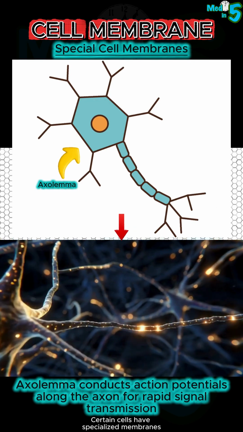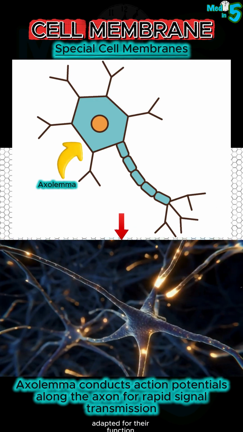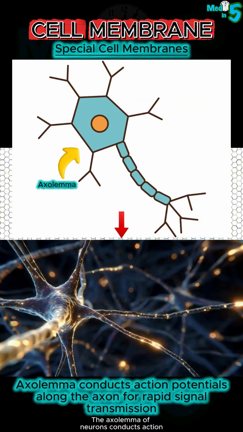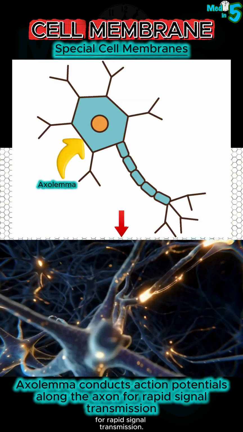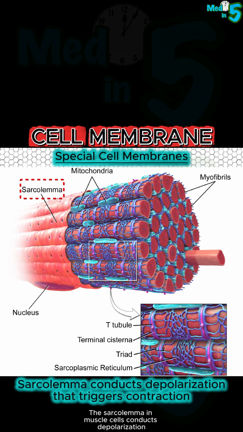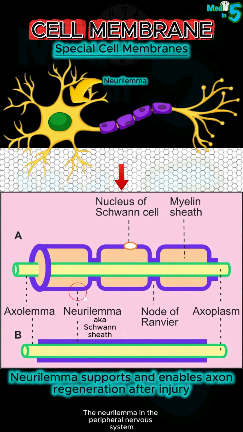Certain cells have specialized membranes adapted for their function. The axonlemma of neurons conducts action potentials along the axon for rapid signal transmission. The sarcolemma in muscle cells conducts depolarization that triggers contraction. The neurolemma in the peripheral nervous system supports and enables axon regeneration after injury.